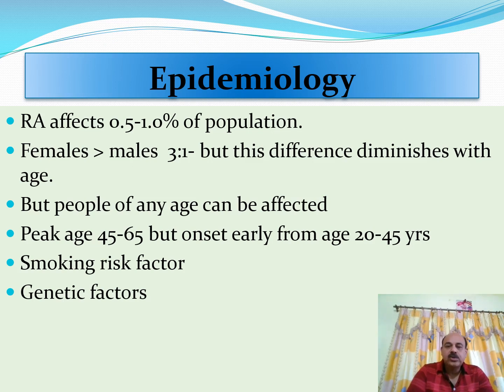Now coming to epidemiology. RA affects 0.5 to 1% of the population. It is more common among females. The female to male ratio is 3:1. But this difference diminishes with age. In elderly population, this 3:1 ratio may be as good as 2:1. People of any age can be affected by this rheumatoid arthritis. The peak age of onset is 45 to 65 years, but it may start in the early age group of 20 to 45 years also.